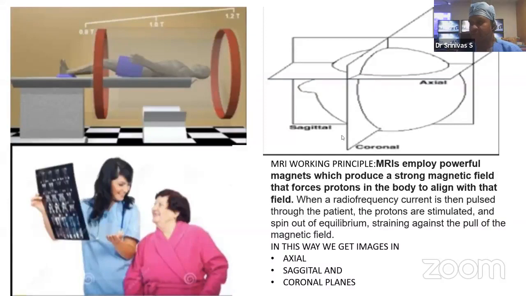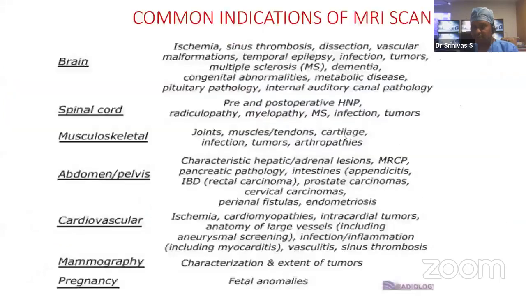So the basic principle of MRI is that it employs a powerful magnet which produces a strong magnetic field that forces protons in the body to align with that of the field. During this process, when a pulse is given to the patient, the protons are stimulated and they spin out and give images, and these images can be obtained in axial, sagittal, and coronal planes.